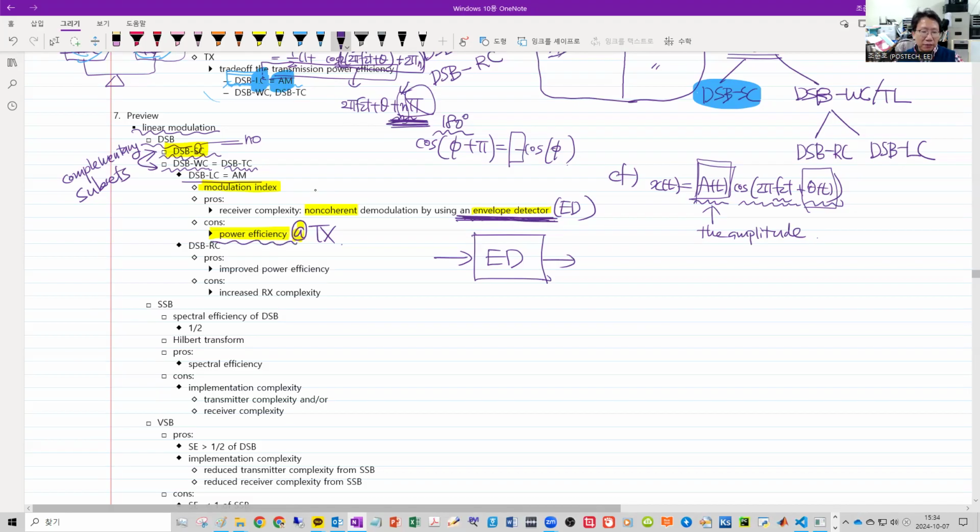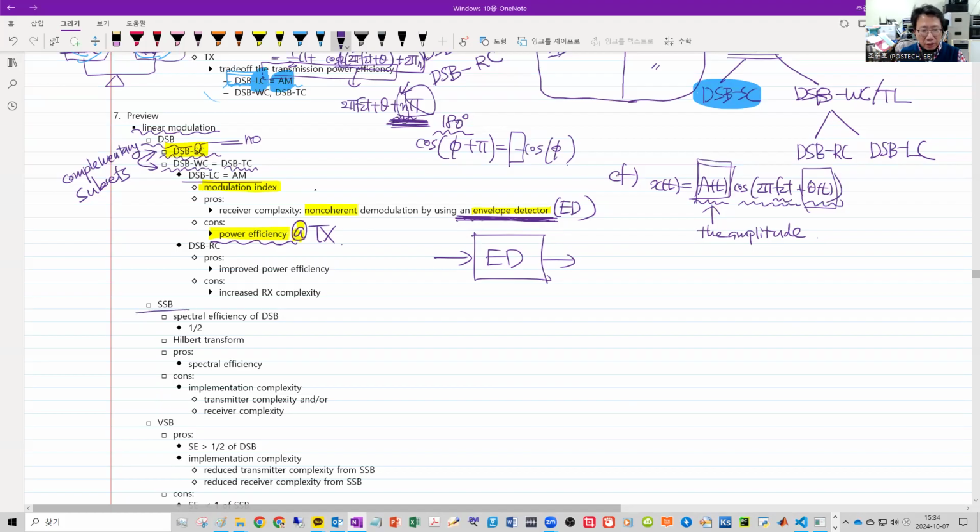However, at that age, the receiver complexity could not be tolerated for most radio receivers. So they sacrificed power efficiency at the transmitter to reduce the receiver complexity and make the receiver affordable for many people. Got it? And that kind of trade-off occurs again and again.